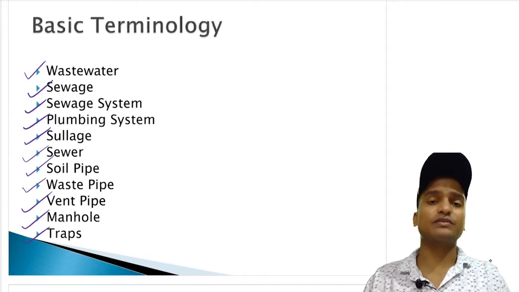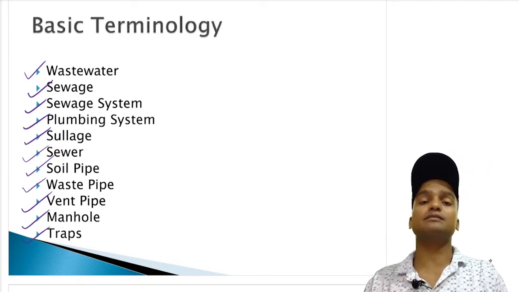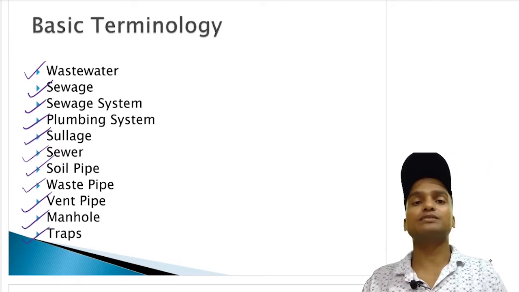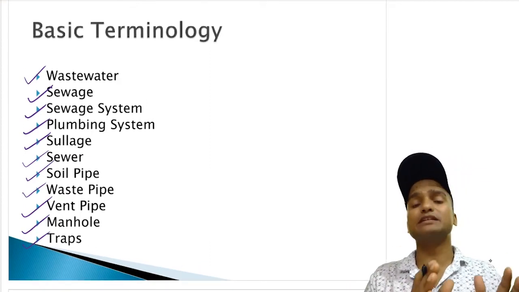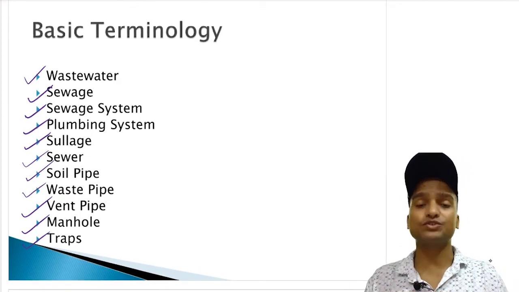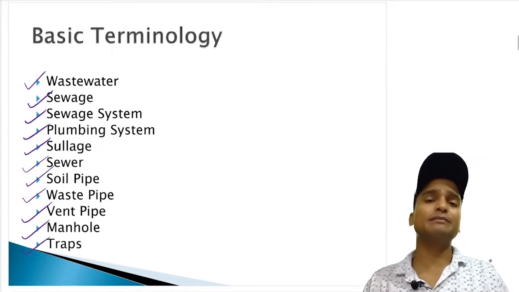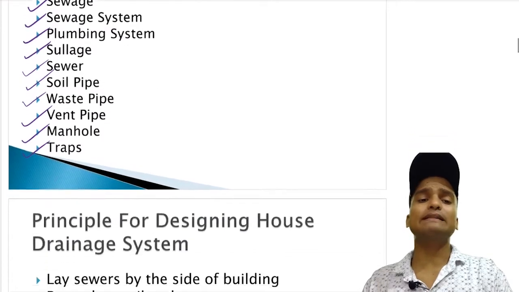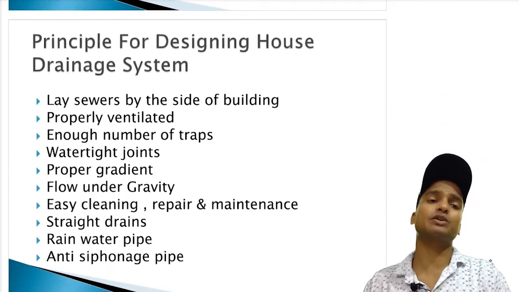Traps are those water trapping systems which do not allow the foul gases generated in the sewage system to come into our houses through the plumbing fixtures. Alright, so all these basic terminologies we have understood in the video on plumbing glossary, but today we will be discussing more on the principles of designing house drainage system and its components.